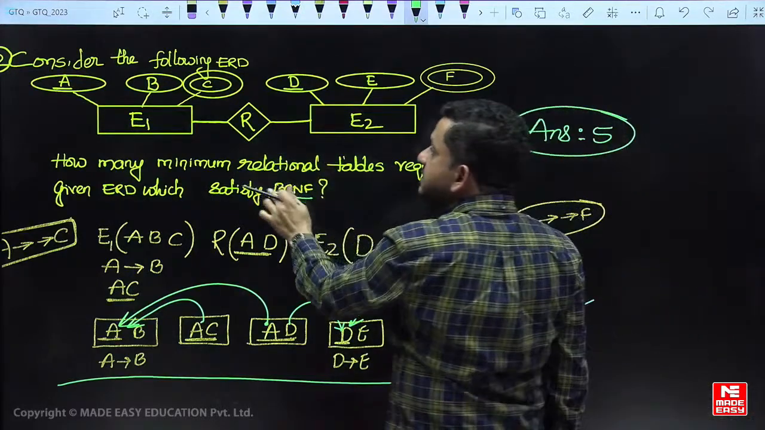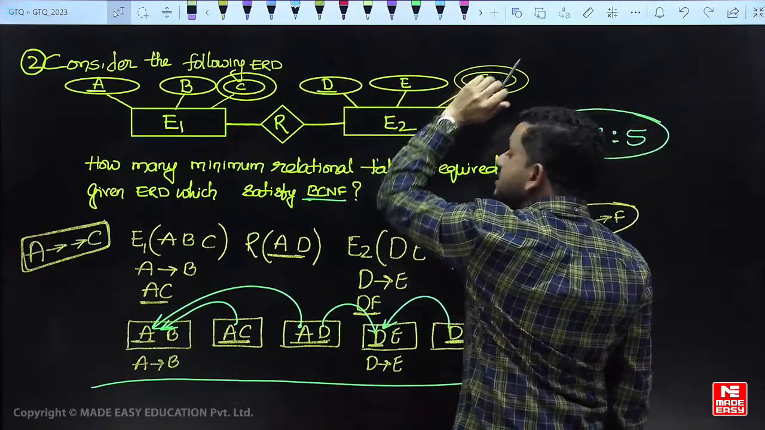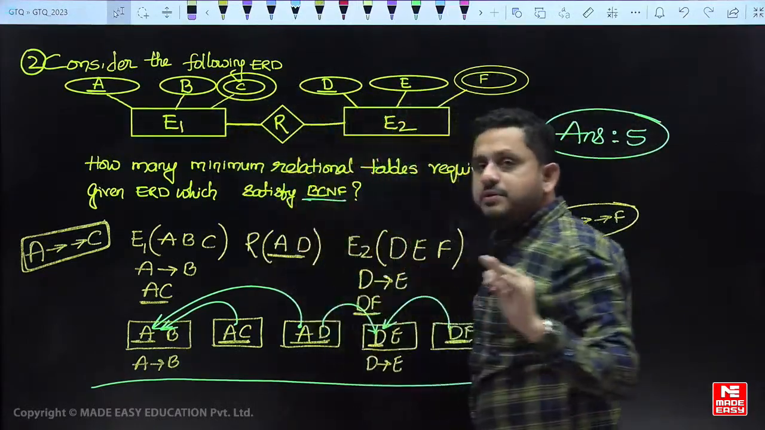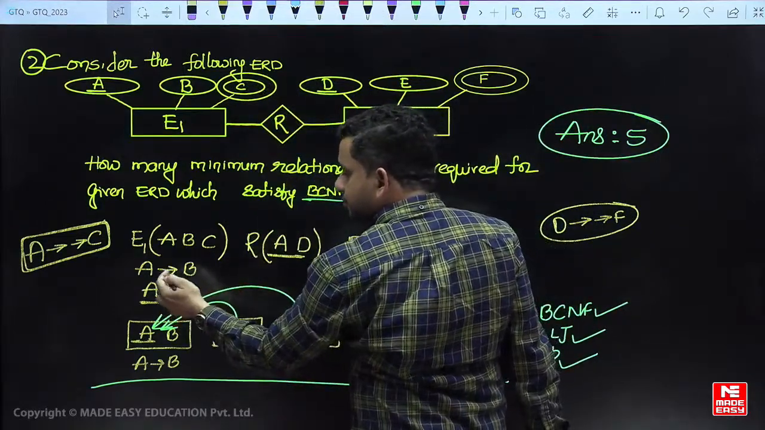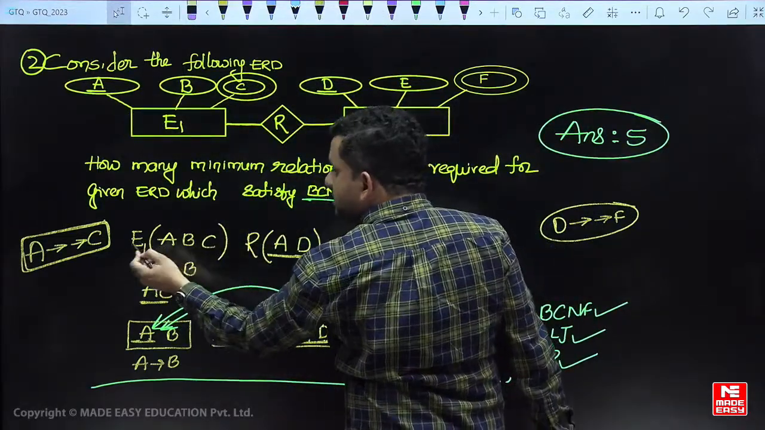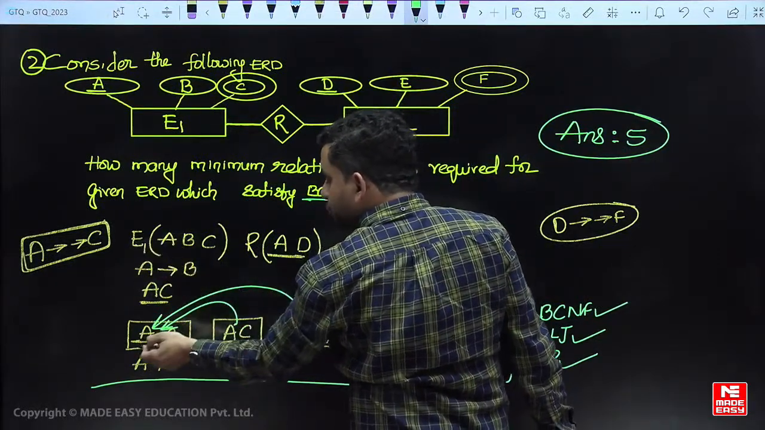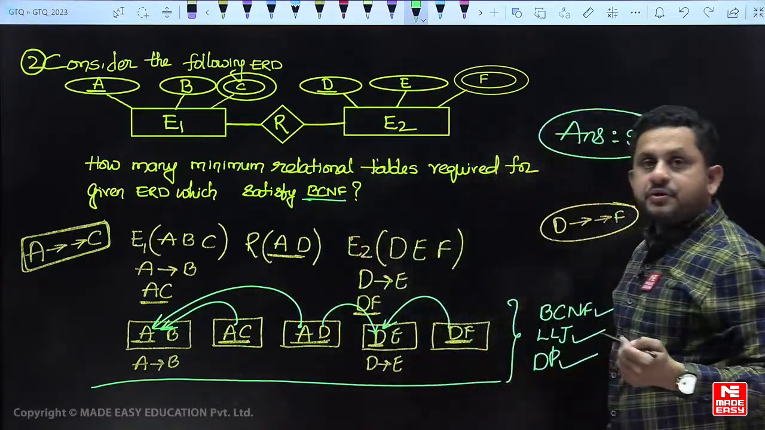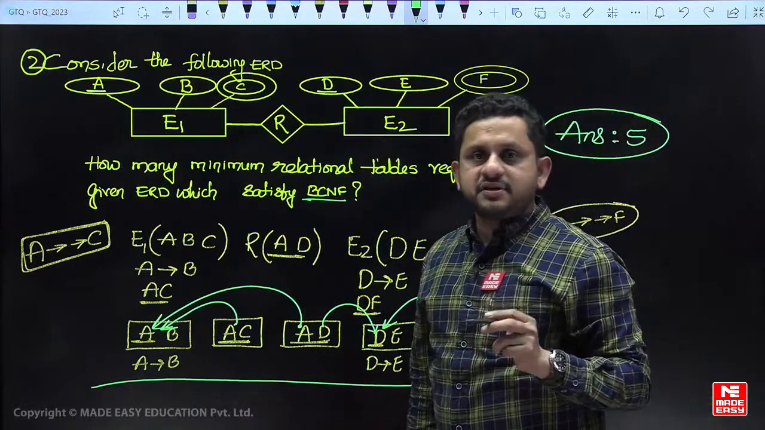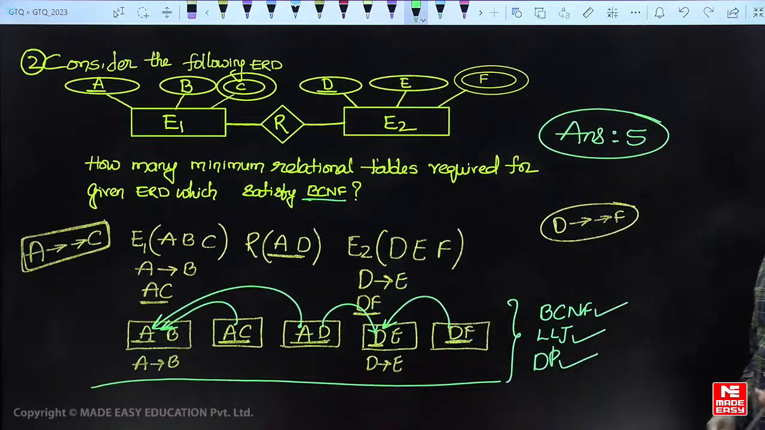If in case C and F are single valued attributes, then only 3 relational tables. Because of these multi-valued attributes and BCNF, we need to further subdivide the E1 entity into 2 tables, and the E2 entity into 2 tables. The relationship is a separate table. In total it requires 5 relational tables, right? Is this one clear? Post your comments if you have any doubt on this.